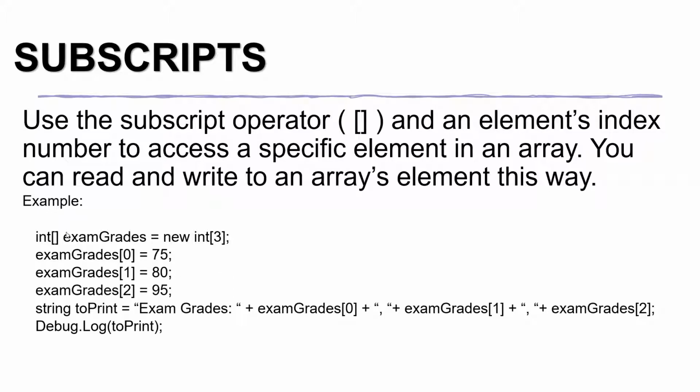So for example, we have this array of integers called exam grades, and it has 3 elements. We didn't set the values here at declaration, so we're going to have to go through them and set them now. We would do this by first accessing the first element, 0, and setting it to 75. We can then access 1, which is technically the second element, and set it to 80. And then to get the final third element, we would have our subscript operator with a 2 in it and set it to 95.